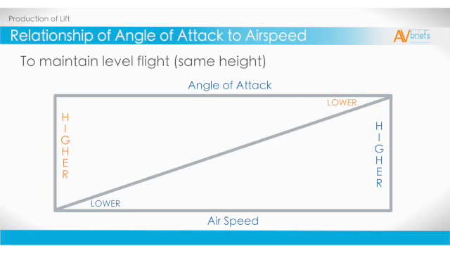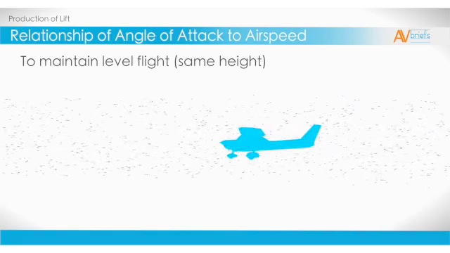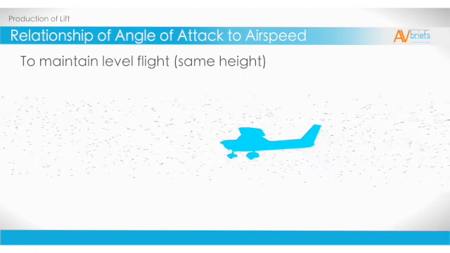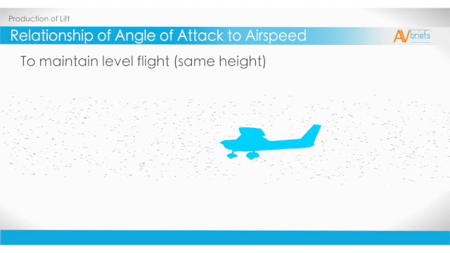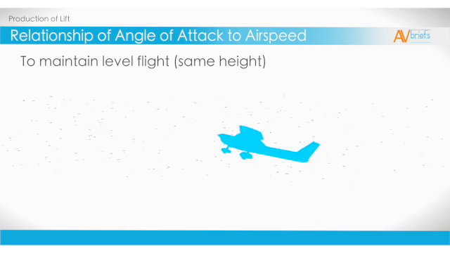Nothing you ever learn is valuable if you can't use it. Let's have a look at this in practice. An airplane flies along at a fast speed. The angle of attack required to maintain level flight is small. An airplane flies along at a slower speed. The angle of attack required to maintain level flight is larger.